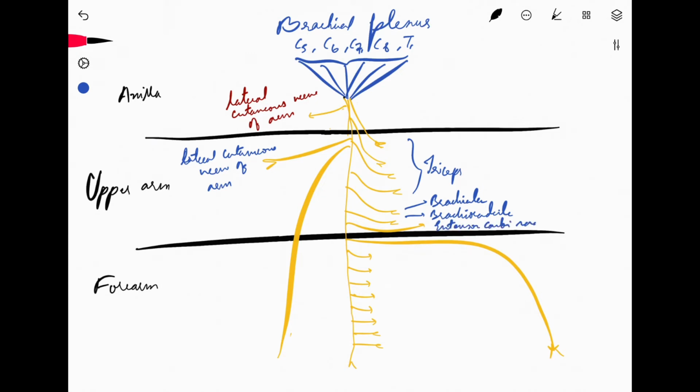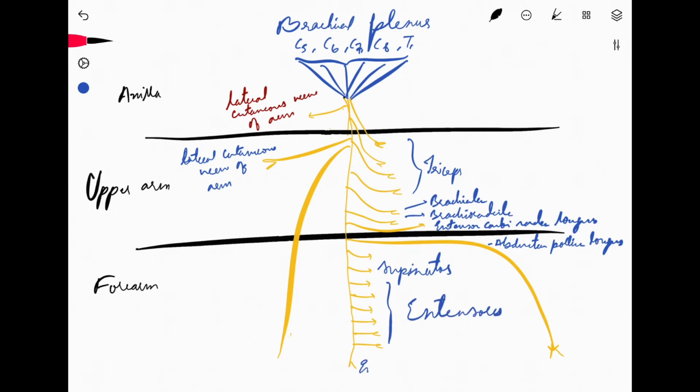The deep branch is a motor branch that passes between the heads of the supinator muscle and becomes the posterior interosseous nerve to innervate the muscles of the posterior compartment of the forearm. The superficial branch then travels dorsally over the distal radius, over the anatomical snuffbox, to innervate the posterior lateral 3.5 digits, that is thumb, index, middle, and lateral half of the ring fingers.